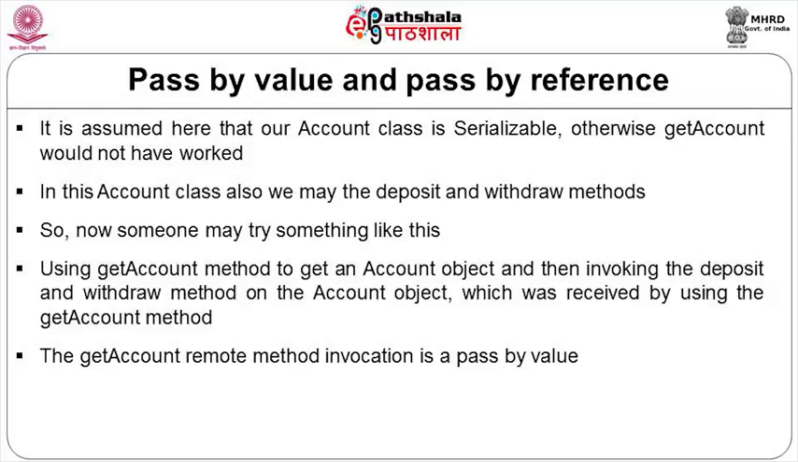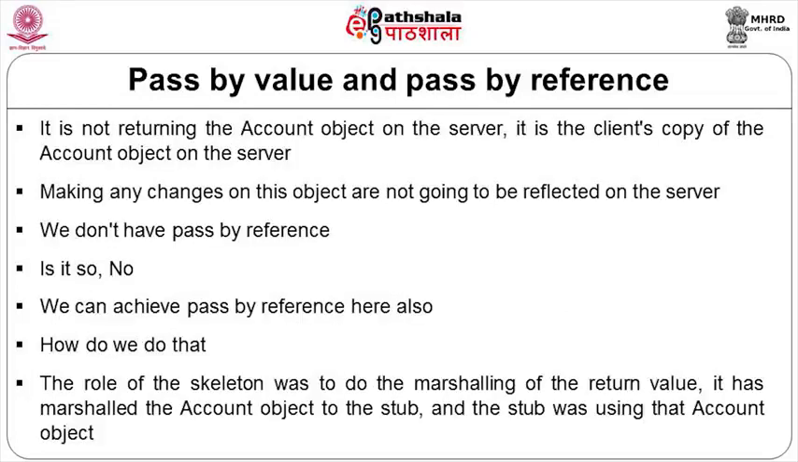The account class also has a deposit and withdraw method. So someone does something like this, he says, okay, let me get the account object and invoke the deposit and withdraw methods on the account object which I have received by using the get account method. Now, when this get account method is a remote method invocation, it is a pass by value. It's not the account object which is on the server, it's your own copy of that object. Making any changes here is not going to be reflected on the server.